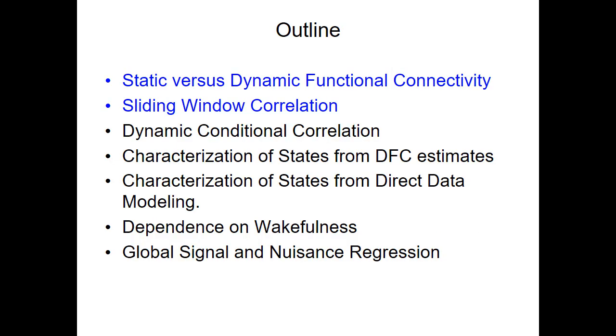So this is the outline. We're going to start off by very briefly making the distinction between static and dynamic functional connectivity, and then briefly describe the most basic form of dynamic functional connectivity, which is sliding window correlation. Then we'll go on to more different variations of dynamic functional connectivity.